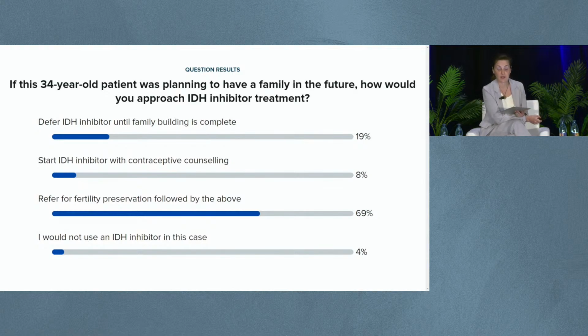And as you can see here, the most common answer is referral for fertility preservation, followed by the above. And I would agree that this makes a lot of sense, both for men and women, in order to ensure that if they wish to have children at some point during the disease course, they can. And remember, our patients, depending on the grade and the histology, are expected to live 12 to 20 years.